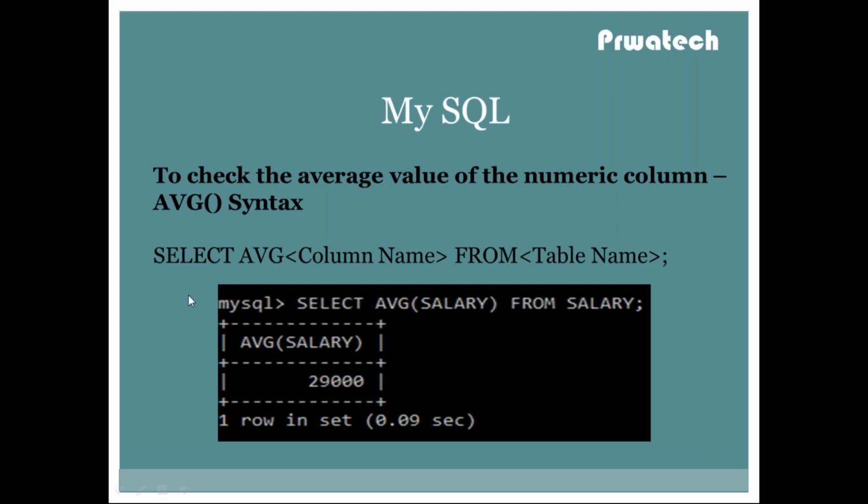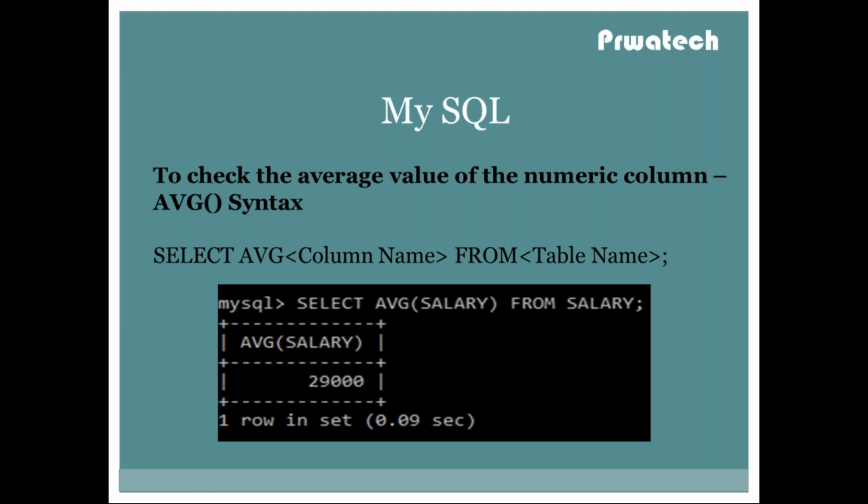So the syntax is select AVG followed by column name, which has to be again within brackets, from table name followed by the semicolon. As you can see in the screenshot, we have written select AVG salary from the table salary, followed by the semicolon, and then hit the enter button. So the average salary given here is 29,000 of that column in that table.